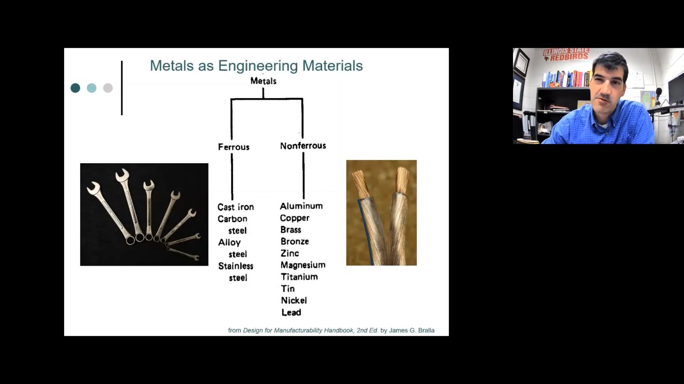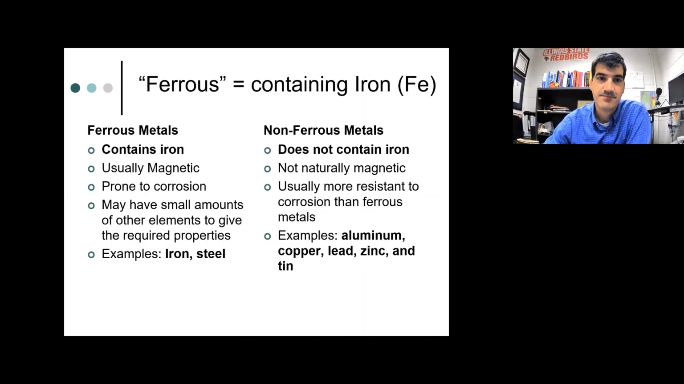And if you can remember the periodic table and what the chemical symbol for iron is, it's Fe. And so that can help you remember. Ferrous starts with Fe. That means it contains iron. Non-ferrous, that means it doesn't have Fe, which is iron. So that's the best definition of ferrous versus non-ferrous. There are some other characteristics which are listed here.